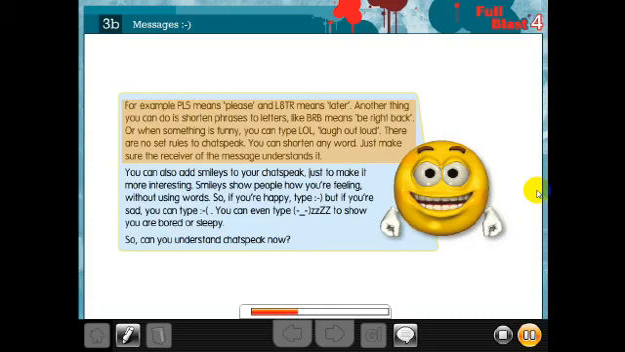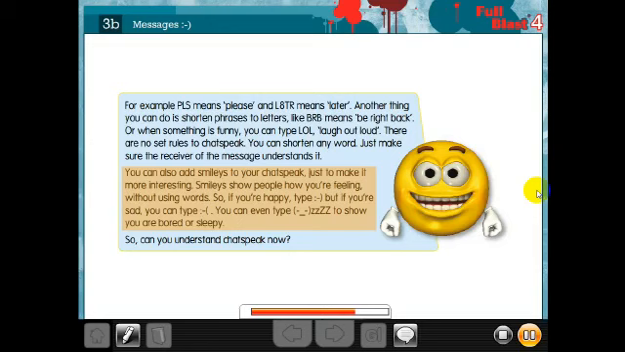There are no set rules to chat speak. You can shorten any word. Just make sure the receiver of the message understands it. You can also add smileys to your chat speak, just to make it more interesting. Smileys show people how you're feeling without using words. So, if you're happy, type colon dash closing bracket. But if you're sad, you can type colon dash open bracket. You can even type open bracket dash underscore dash close brackets lowercase z uppercase z to show you are bored or sleepy.